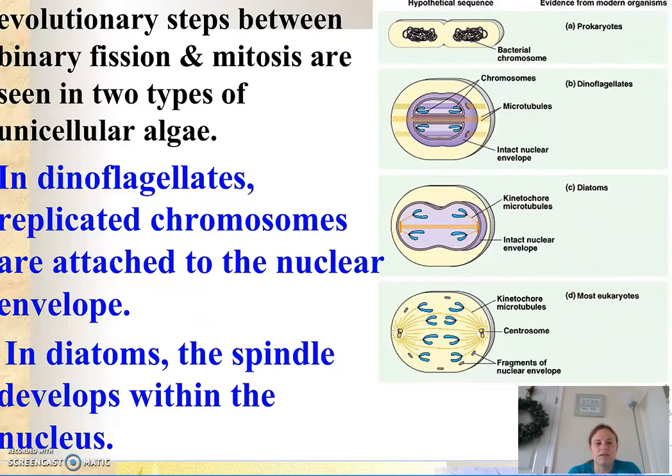And then the next organism is diatoms, where the spindle develops within the nucleus. Diatoms are photosynthetic algae, and these are just possible intermediate steps that occurred between binary fission and then the evolution of mitosis.